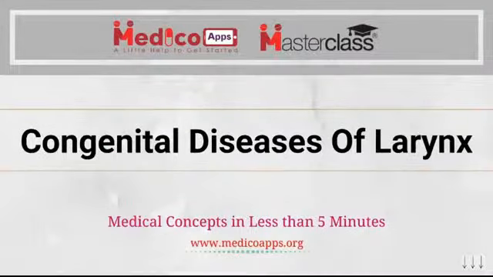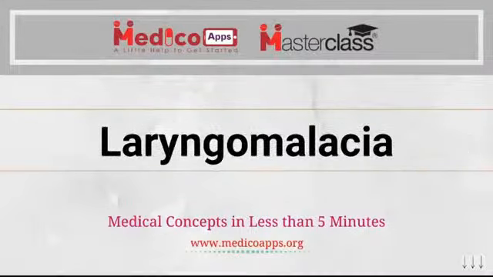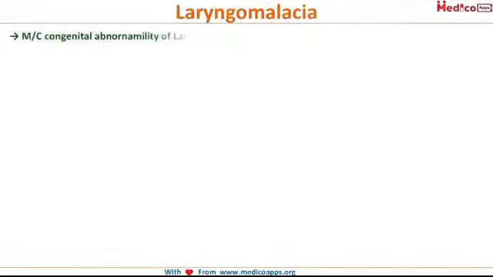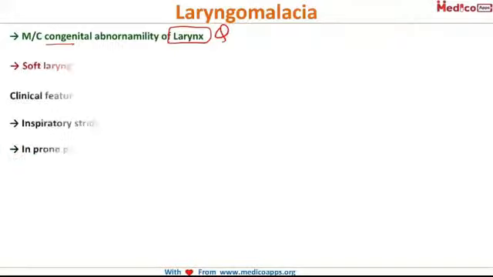We'll be discussing today the congenital diseases of the larynx. And the first and most important one we're looking at is laryngomalacia. It is the most common congenital abnormality of the larynx. So, important question: the most common congenital abnormality of the larynx is laryngomalacia.